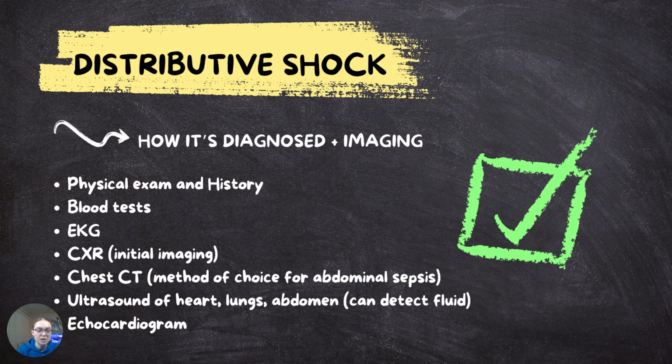Our initial imaging, however, will be a chest x-ray. And then a chest CT might be needed as well. This is going to be what we will want to get, especially if a patient is suspected of having sepsis that is in conjunction with the abdomen. We'll also want to do an ultrasound if our heart, lungs, or abdomen are affected. This can detect fluid, and then an echocardiogram.